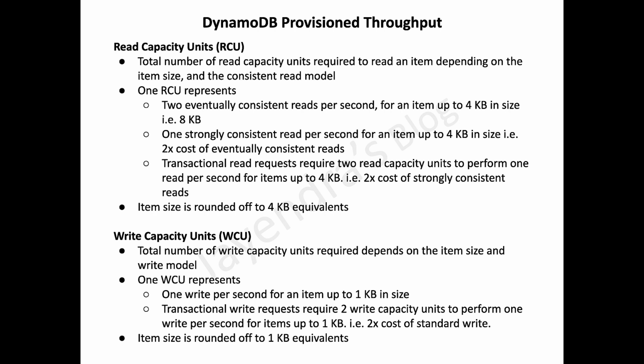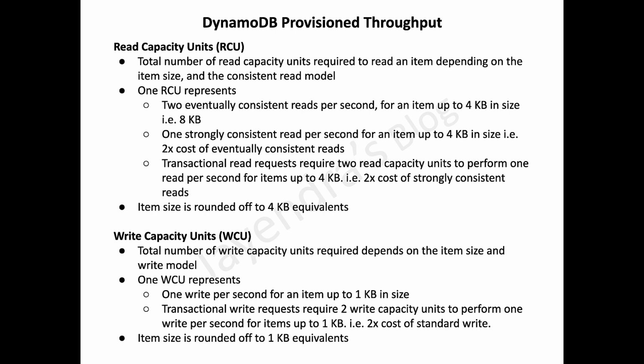An eventually consistent read request of an item up to 4 KB requires only half a read request unit. So basically you can perform an eventually consistent read of up to 8 KB with one read request unit. Now an eventually consistent read might not reflect the results of a recently completed write.